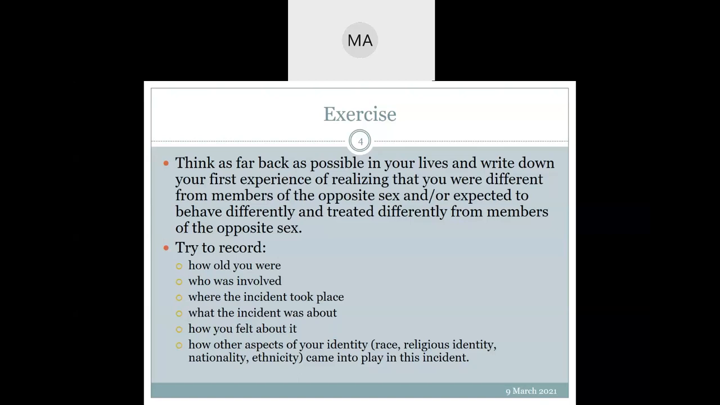You can respond to it in the chat: how old you were, where you were when you realized that you are different from the other sex, like male being different from female, and what responsibilities are involved in that, and is there any specific incident you encountered at that time? Think over it, and it's good to share with us to see what meaning people are giving to these issues.